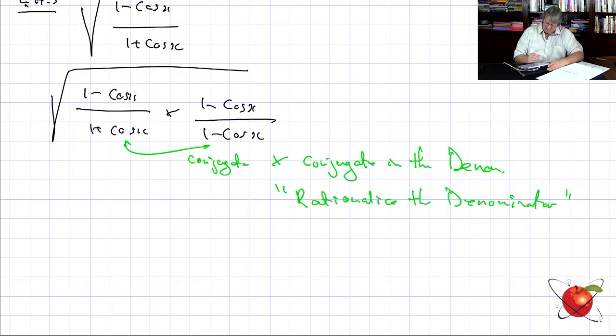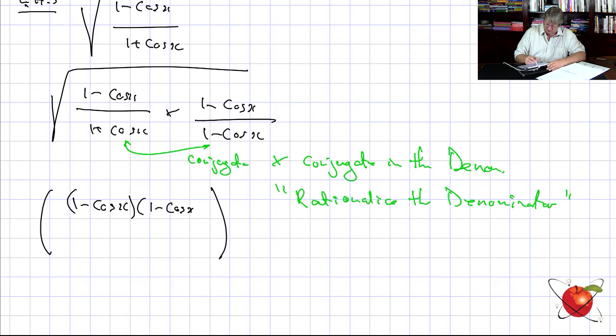Okay, so we say, right, I'm going to do that. So if you don't mind, I just want to change that to a half. 1 minus cos x is going to be equal to 1 minus cos x times 1 minus cos x. And at the bottom, I know that that is going to be equal to 1 minus cos squared x, all to the power of a half.